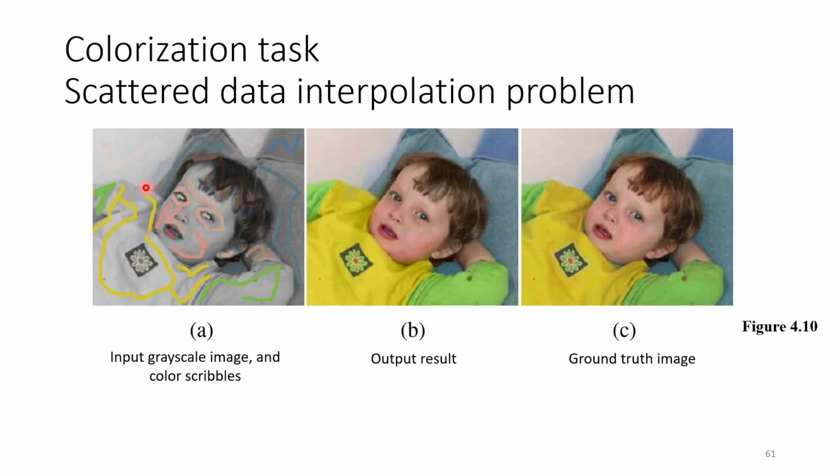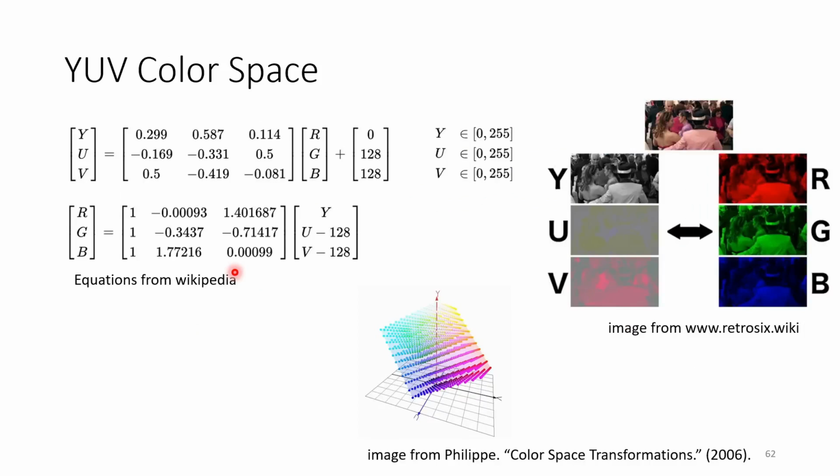Okay, so let's see an example of scattered data interpolation. This is a colorization task. Why is it scattered data interpolation? It means, given a grayscale image, if we just set the color of a few pixels, and we want to generate colors for the other remaining pixels and generate output. This is called colorization. This is the ground truth image. And how to generate the input image from the ground truth image? In fact, it uses the YUV color space.